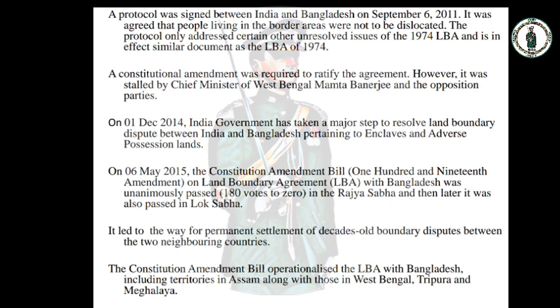parties. Then finally in December 2014, the Indian government took a major step to resolve the land boundary dispute between both countries pertaining to the enclaves and adverse possession islands. Then in May 2015, the constitutional amendment bill on the land boundary agreement with Bangladesh was passed in the Rajya Sabha and later it was passed in the Lok Sabha. So it paved the way for permanent settlement of decades-old boundary disputes between the two countries.